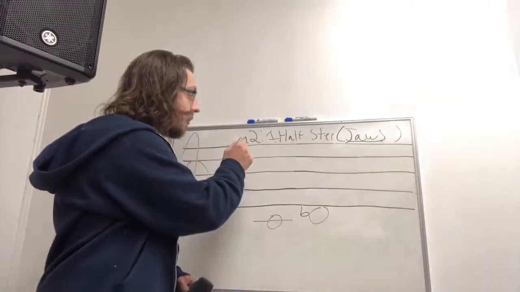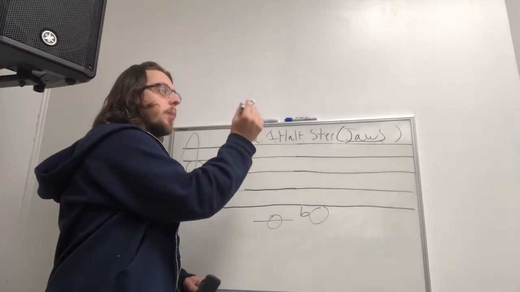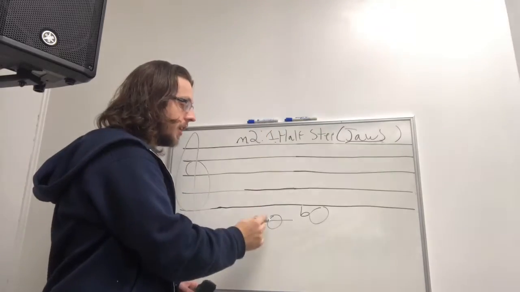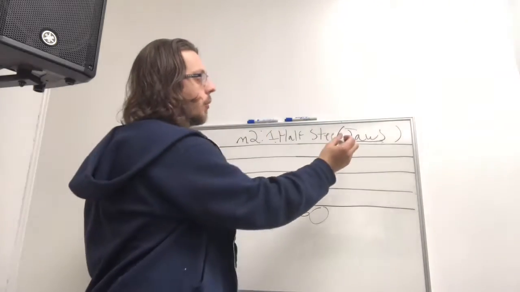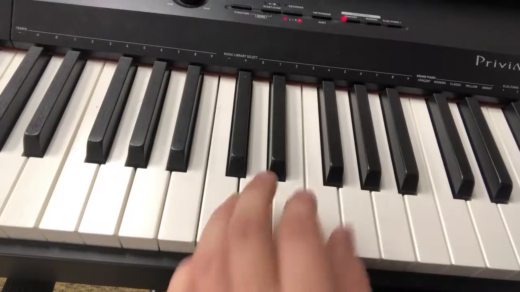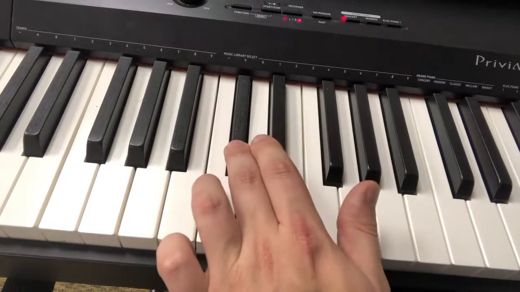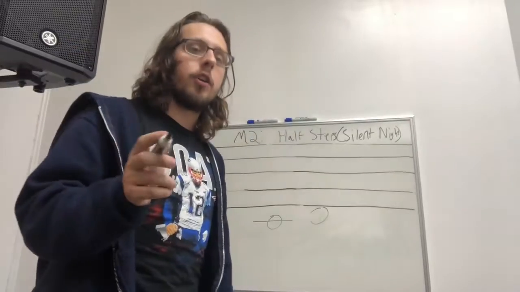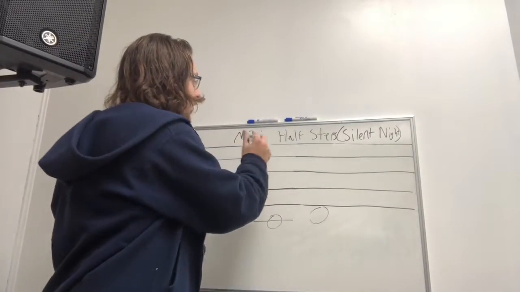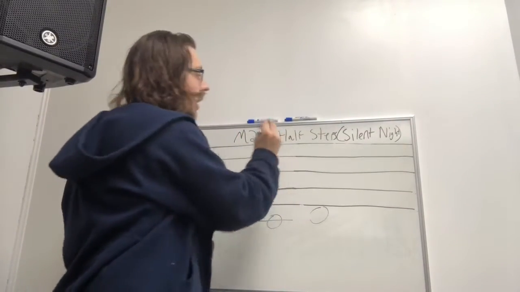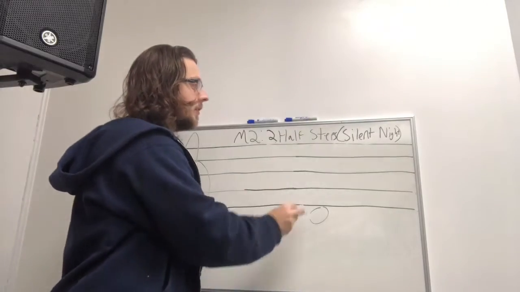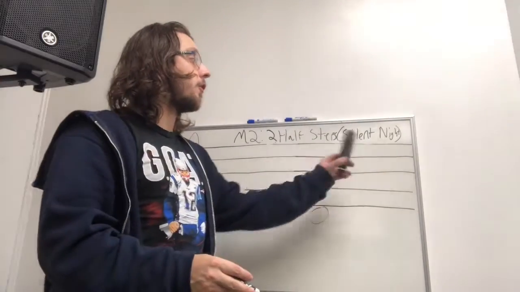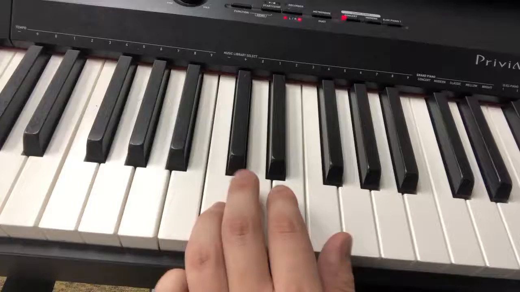The first one we're going to cover is the minor second, and that's going up by one half step from C to D flat. The song we're going to use is Jaws. The next interval is a major second, and that's going up by two half steps, from C to D. The song we're going to use is the first two notes of Silent Night.